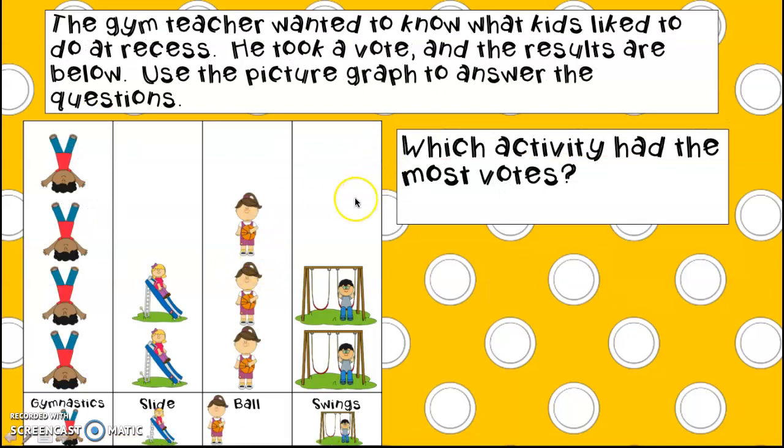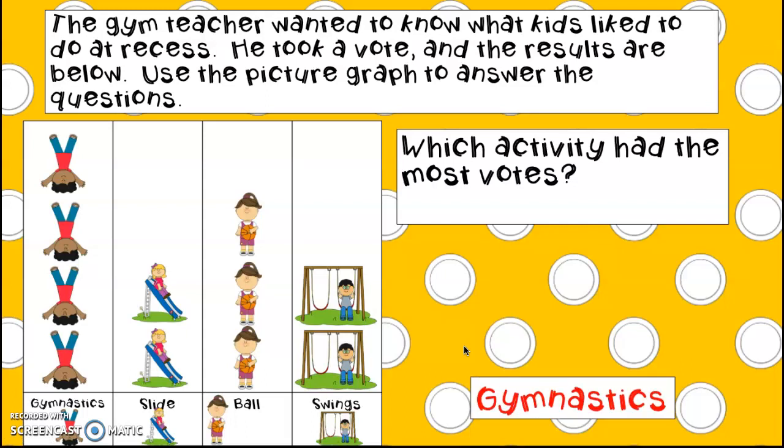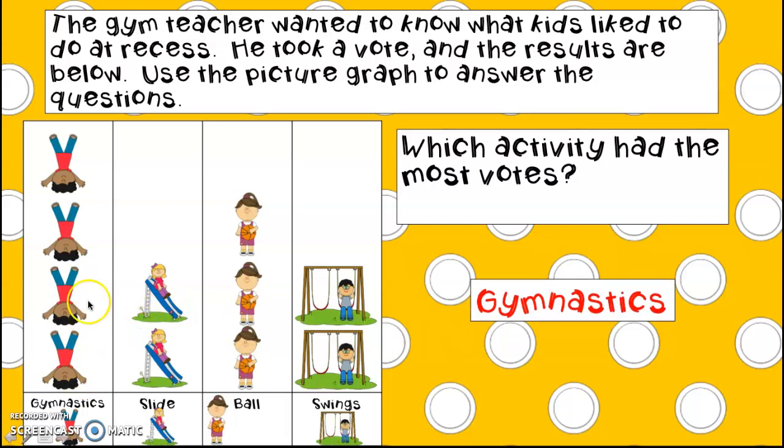Okay, now we are on our last set of problems. The gym teacher wanted to know what kids like to do at recess. He took a vote and the results are below. Use the picture graph to answer the questions. Now this one does not have a key on it, but I do know that each picture equals 1 vote. So which activity had the most votes? The answer is gymnastics had the most votes.